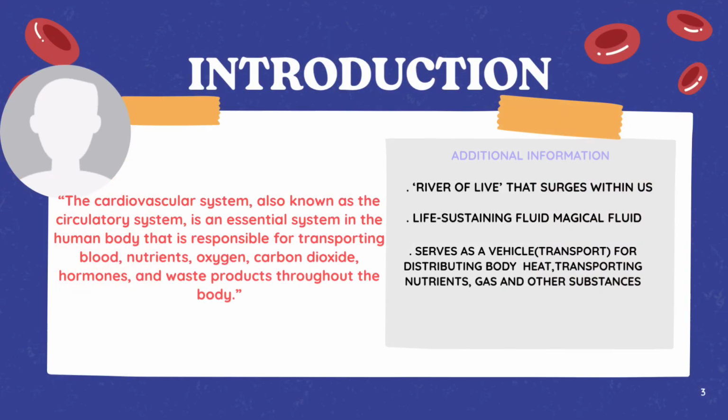For the introduction, the cardiovascular system, also known as the circulatory system, is an essential system in the human body that is responsible for transporting blood, nutrients, oxygen, carbon dioxide, hormones, and waste products throughout the body. Additional information: the river of life that surges within us, life-sustaining fluid, magical fluid, serves as a vehicle or transport for distributing body heat, transporting nutrients, gas, and other substances.